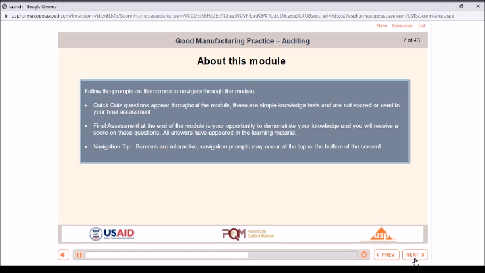Navigation tip. Screens are interactive. Navigation prompts may occur at the top or bottom of the screen.